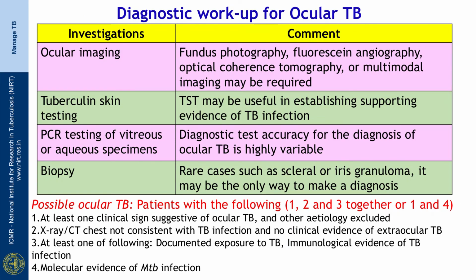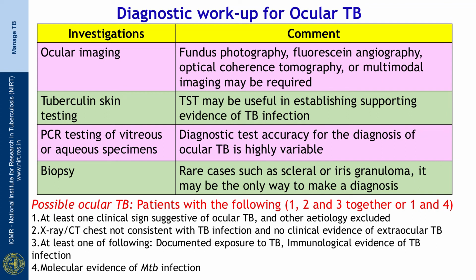For ocular tuberculosis, nowadays the various investigations are available in higher centers, and these include ocular imaging, wherein fundus photography, fluorescein angiography, optical coherence tomography or multimodal imaging techniques may be required. Tuberculin skin test may be useful in establishing supporting evidence for TB infection. For PCR testing of the vitreous or the aqueous specimens, the diagnostic accuracy is highly variable. So, we need to remember that, and biopsy in rare cases such as scleral or episcleral granuloma may be the only way to make a diagnosis.